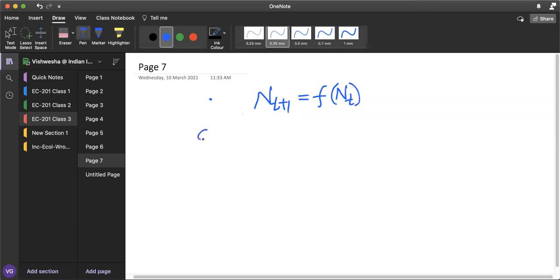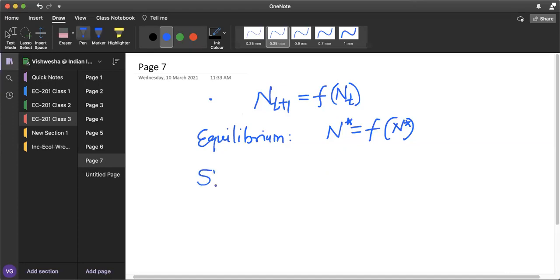Okay, so how do we define an equilibrium? Equilibrium will be when n is equal to f of n. Let's call the equilibrium population n star. Because n_{t+1} is the same as n_t, this is the condition for equilibrium.